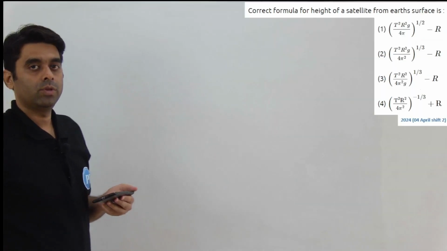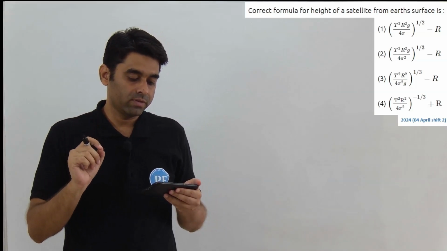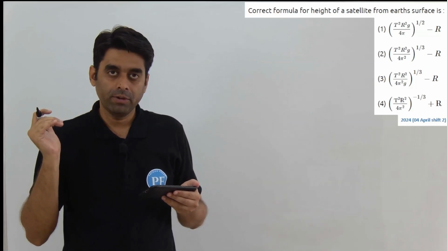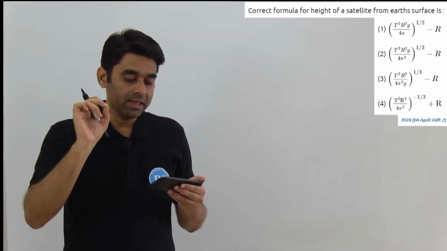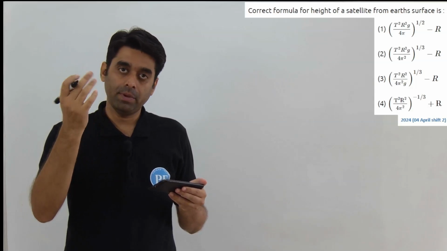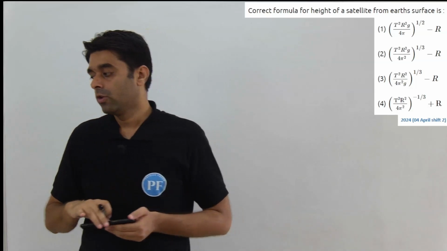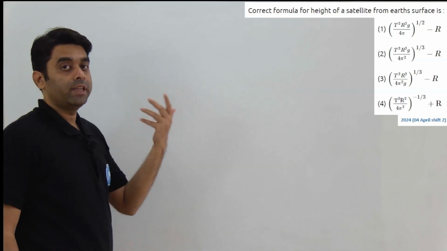So the question that we have says, the correct formula for the height of a satellite from Earth's surface is. Now 4 options are given to us. If you check, the height is asked in terms of T, capital R, and small g. T is the time period, R is the radius of Earth, small g is acceleration due to gravity. So we need to find out the height of the satellite in terms of T, R, g.